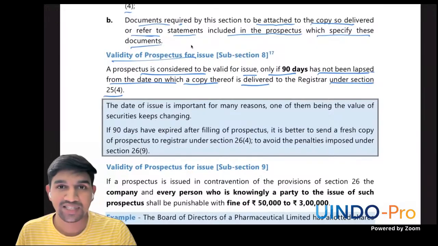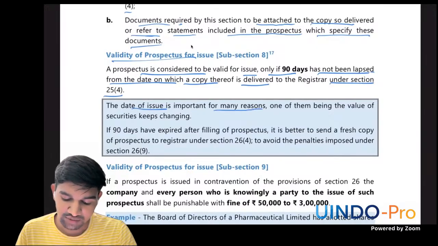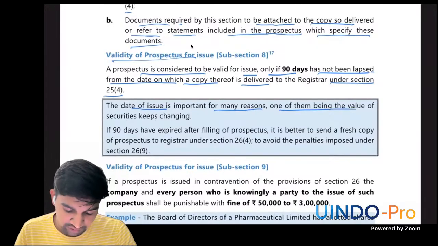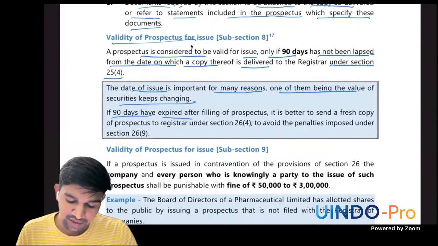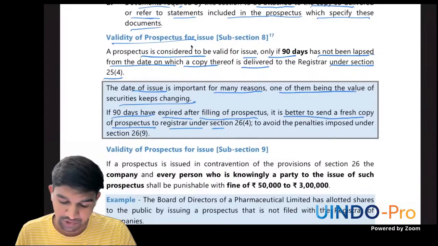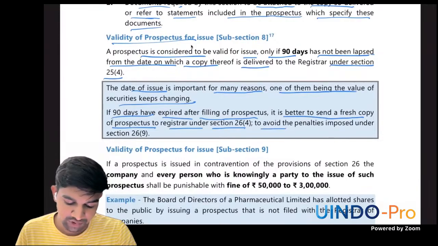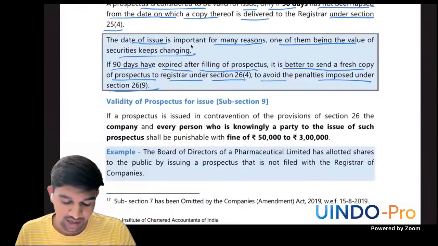The date of issue is important for many reasons, one of them being that the value of securities keeps changing. If 90 days have expired after filing of the prospectus, it's better to send a fresh copy of the prospectus to the registrar under Section 26, subsection 4 to avoid the penalties imposed under Section 26, subsection 9.